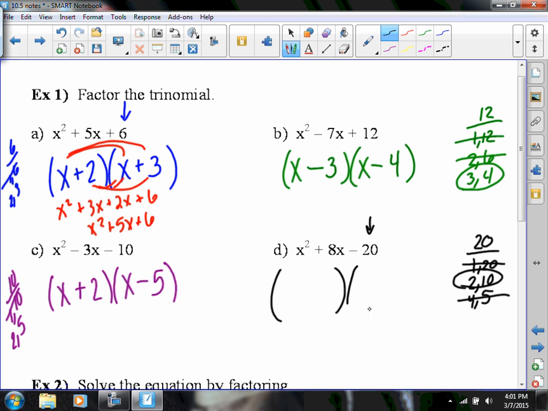So I'm going to set up my parentheses, x and x, 2 and 10. And then the way that I get 2 and 10 to add up to 8 is that the 10 has to be positive and I have to subtract the 2. So 10 minus 2 is 8, and then negative 2 times positive 10 is negative 20.